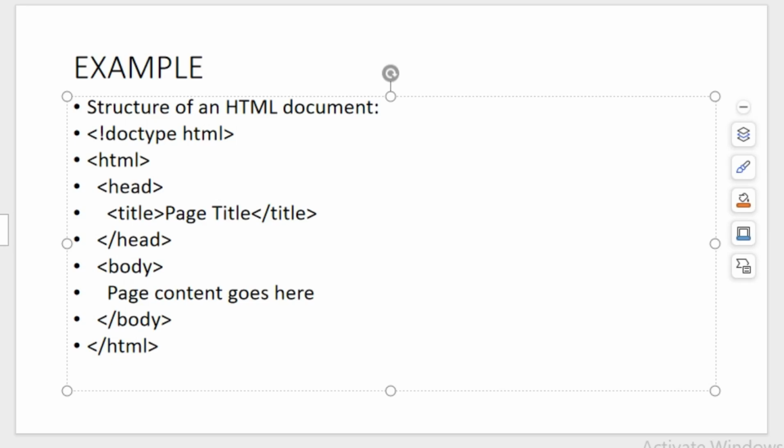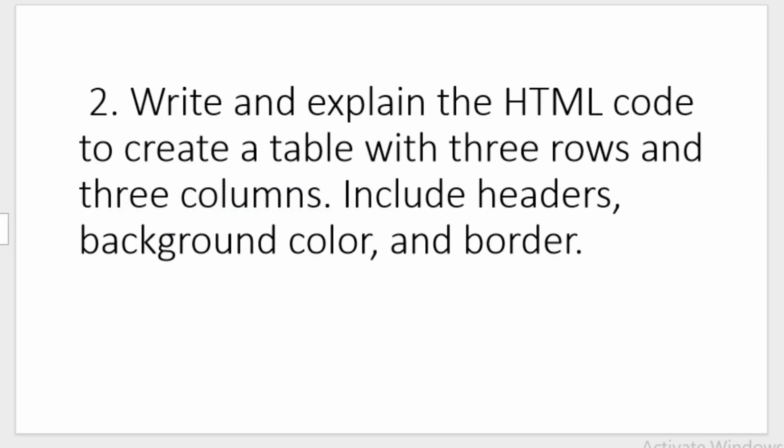Has answered that question. Then the next question is question 2 that says write and explain the HTML code to create a table with 3 rows and 3 columns. Include headers, background colors, and border. Here you are doing 2 or 3 things. First is to write the code, the next one is to explain the code.